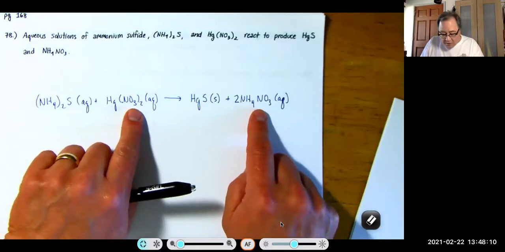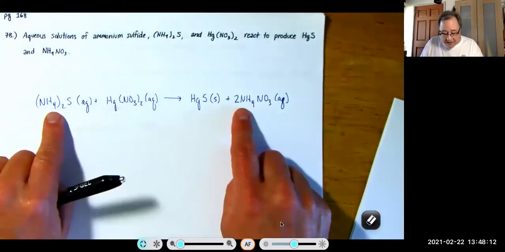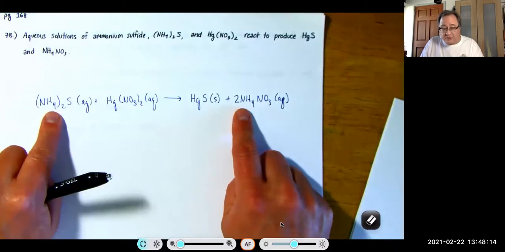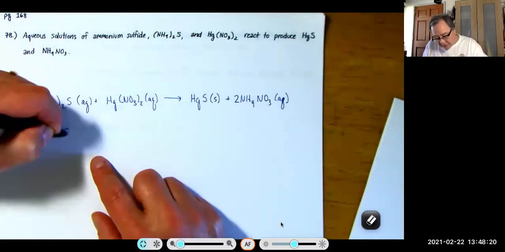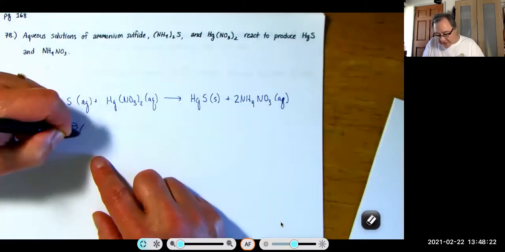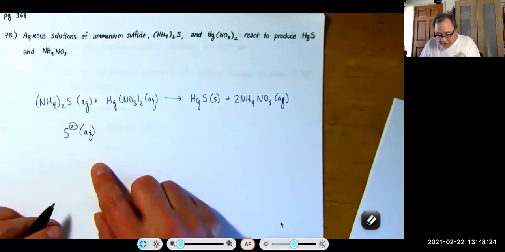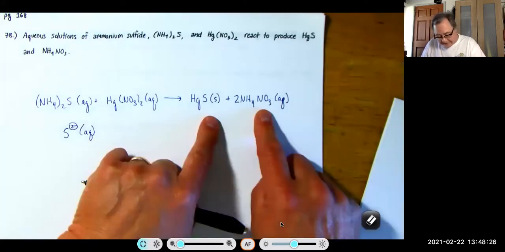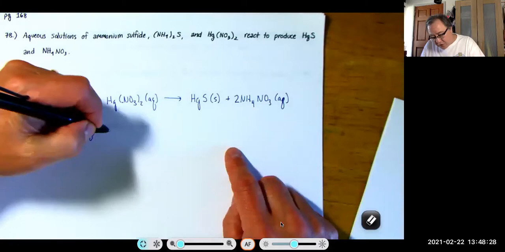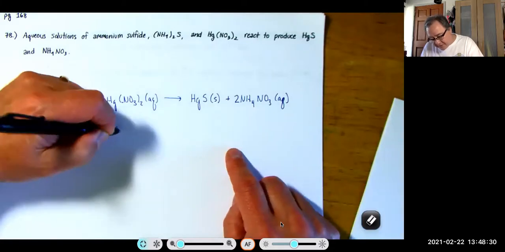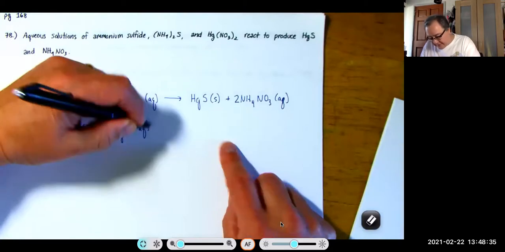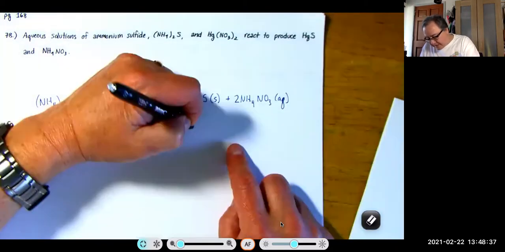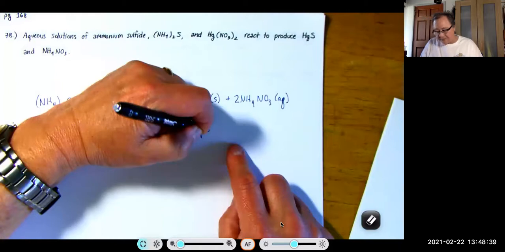Okay. We know ammonium is always soluble, right? So it's not going to be in the net. So I'm going to go straight to the net and say, well, the sulfur has to be in there because I don't see any aqueous sulfur on this side. The mercury has to be in there because I don't see any aqueous mercury on this side. And here is the net ionic reaction.